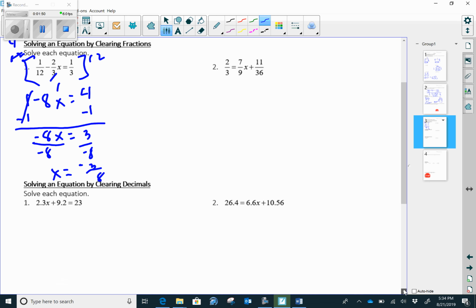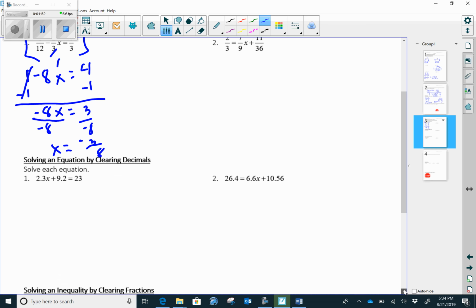Let's go to the next section, which is solving an equation by clearing decimals. Equation 1 says 2.3x plus 9.2 equals 23. So I'm looking at where the 0.3 and the 0.2 are. That is the 10th place. So I'm going to multiply the whole equation by 10, so I can clear out the decimal.